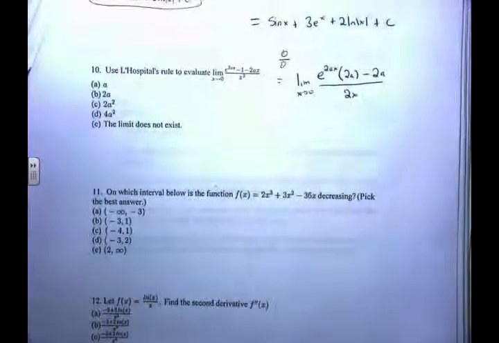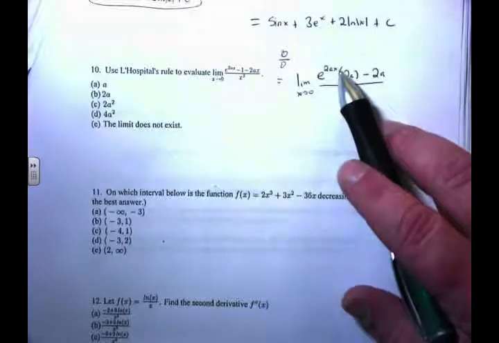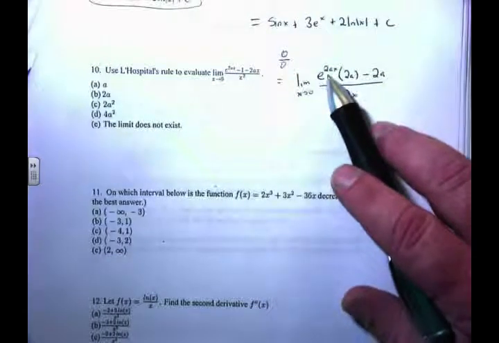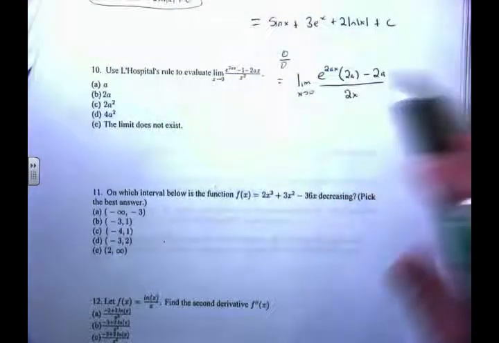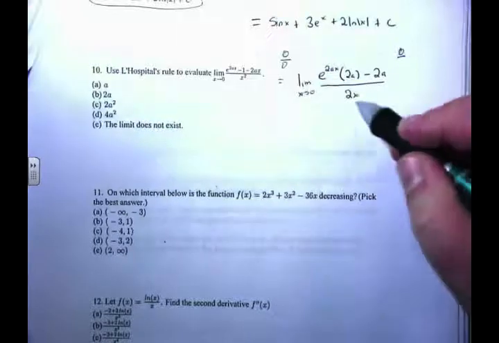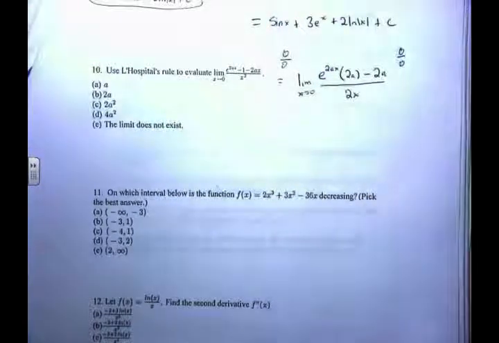Now, L'Hopital's rule: take the derivative of the numerator, divided by the derivative of the denominator, replug in your number. Plug in x is 0. 2a times 0 is 0, e to the 0 is 1, times 2a is 2a, minus 2a is 0. Over 2 times 0 is 0. Wow, I get 0 over 0. What am I going to do? L'Hopital again. You can use L'Hopital's rule as many times as you need until you get an actual number.